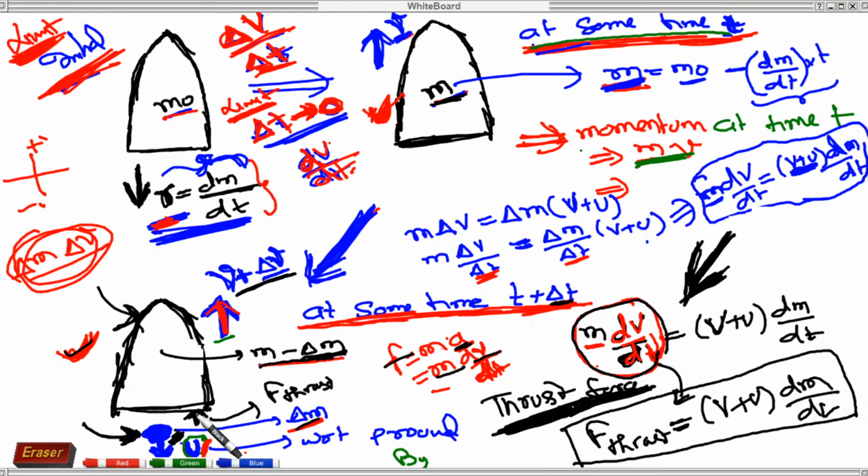Here you can see this mass delta m leaves the system, and due to this leaving, the rocket will experience a force. That is what is called the thrust force. Because delta m mass came out of this rocket in some direction with this velocity u.